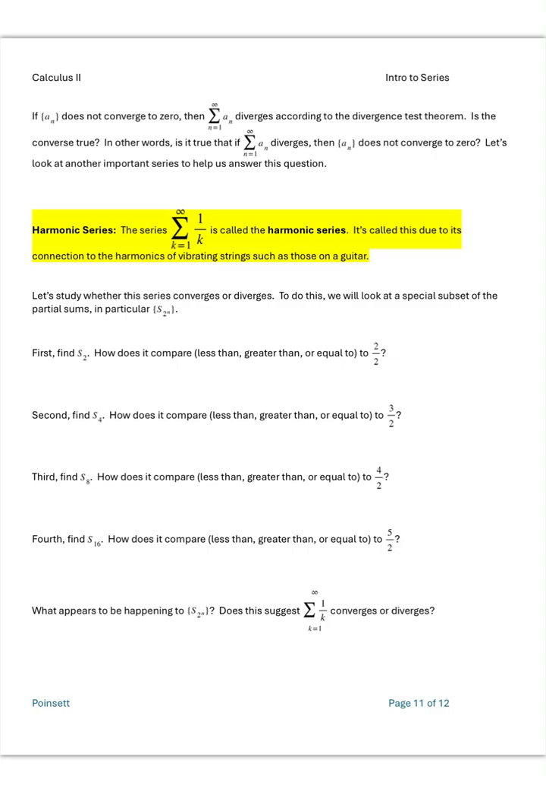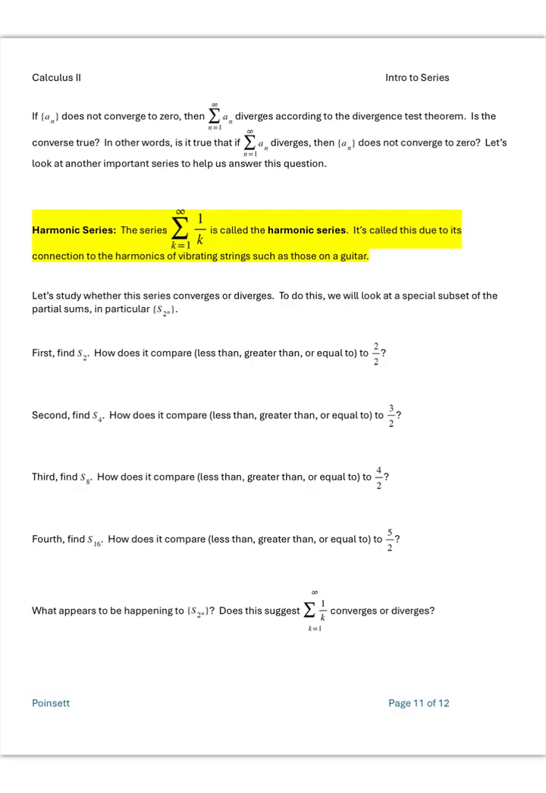In this video, we will be looking at whether the converse of the divergence test is true or false, and in doing so, we will look at another important series known as a harmonic series. So let's first recall what the divergence test says. If the sequence of a_n does not converge to zero, then the series of a_n diverges according to the divergence test. We want to know if the converse is true.